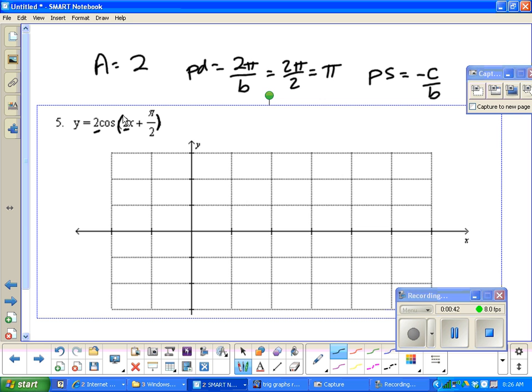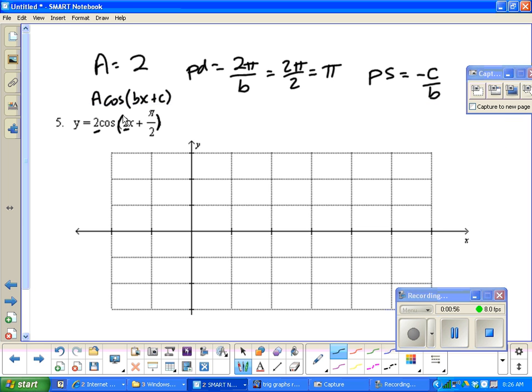B. Okay, so when we use these terms A, B, and C, here we have A cosine of Bx plus C plus D. Okay, D would be anything that would be a vertical shift. So we don't have a vertical shift on this one, but we definitely have a phase shift here. So we're going to do the opposite of C over B there. So opposite of C would be negative pi over 2 over 2.